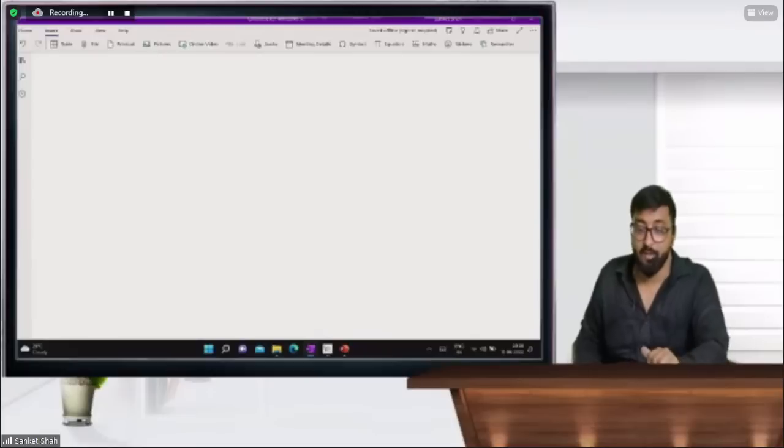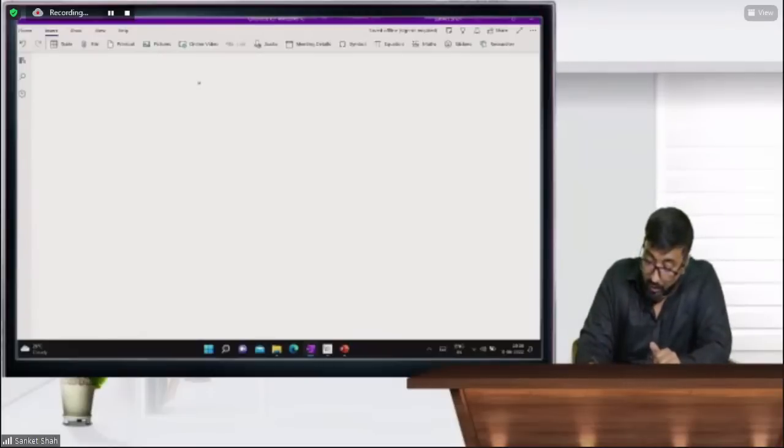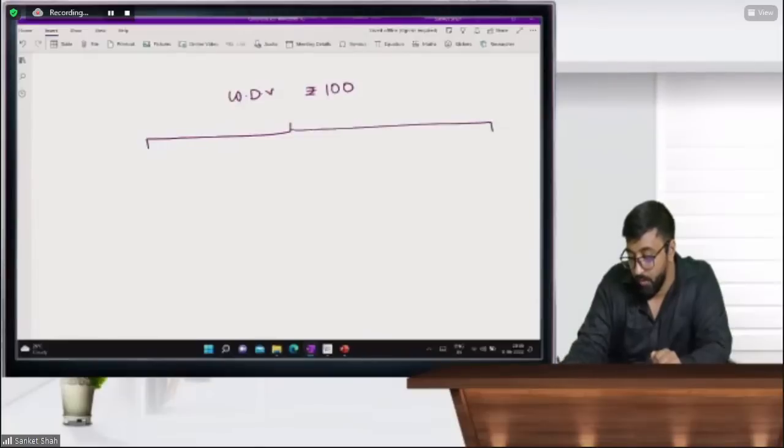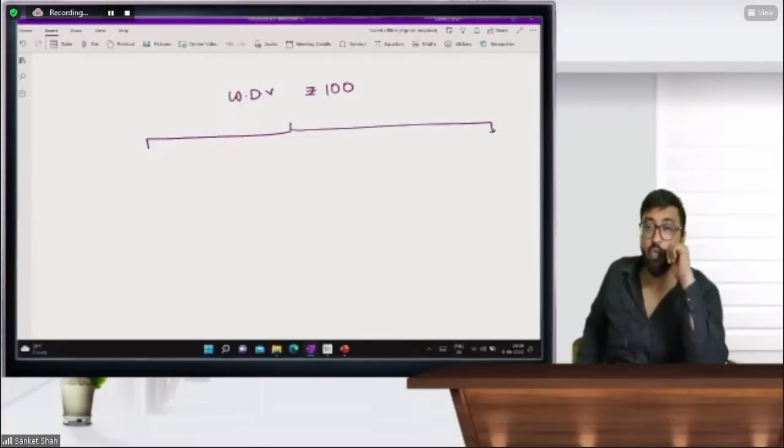Now understand your asset WDV. Understand it quickly. Asset WDV is rupees 100. And you are following the revaluation model. You want to follow the revaluation model. Now, what is the revaluation model?